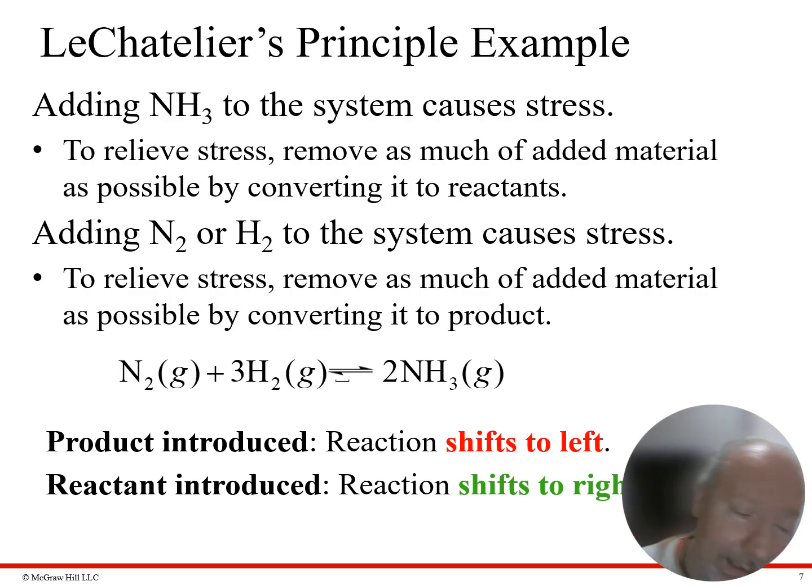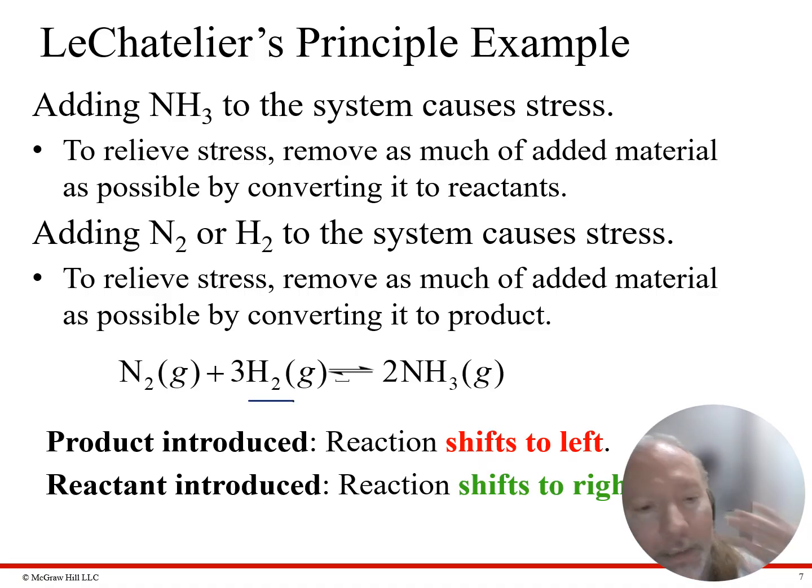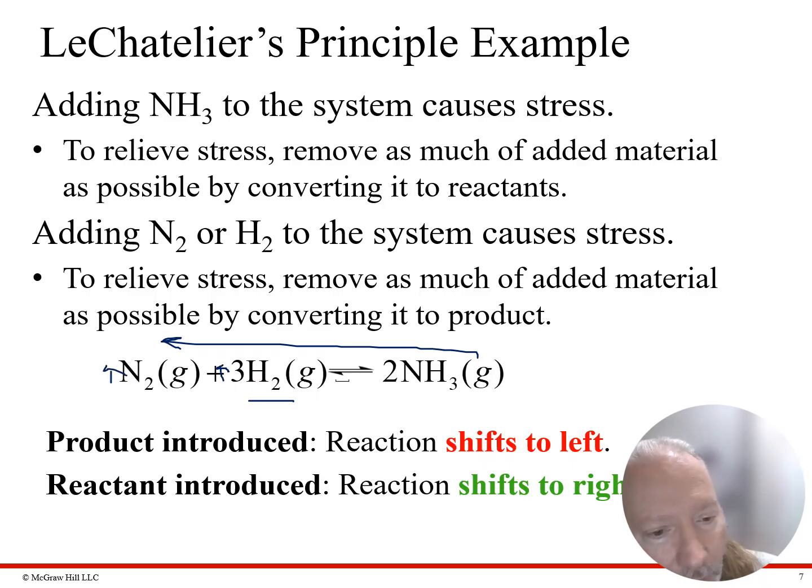Now, there's always a limit. Some student might say, well, wait a second. What if I keep adding N2 gas forever, but no more H2 gas? Well, then you would run out of H2 gas eventually. So apply common sense and apply this theoretical frame. If you introduce product, the reaction shifts to the left, right? So if you introduce more ammonia, you shift to the left and you make reactants. If you introduce more of the reactants, you shift to the right and you make more product.